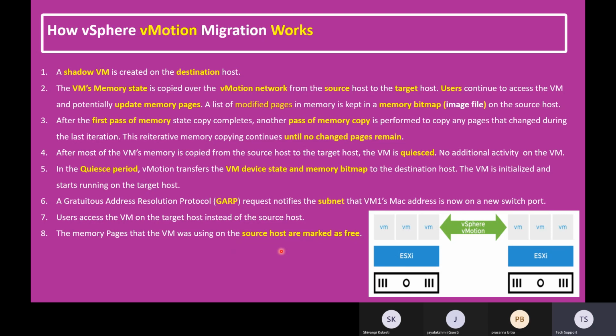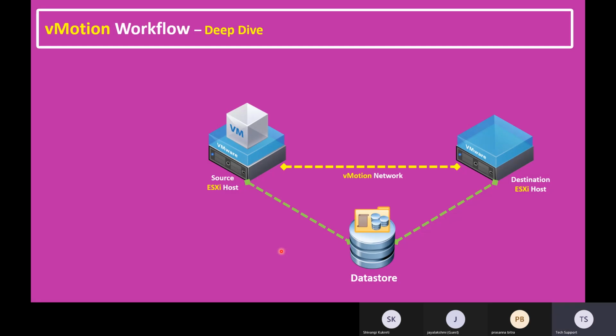We'll try to elaborate some more deep dive. Okay, vMotion workflow deep dive. In this deep dive, to understand the actual workflow, we have a source ESX host, a destination ESX host, and a shared datastore. Our main condition is that to communicate between ESX1 and ESX2, we require a vMotion network, which is a VMkernel with the vMotion service enabled. My VM is currently running on the source ESX host.